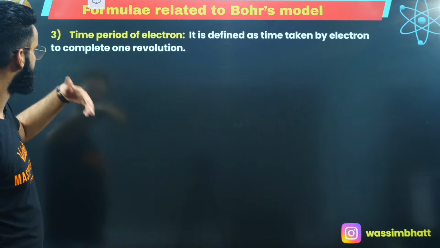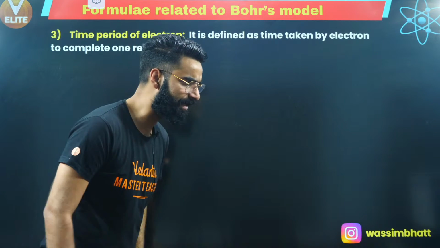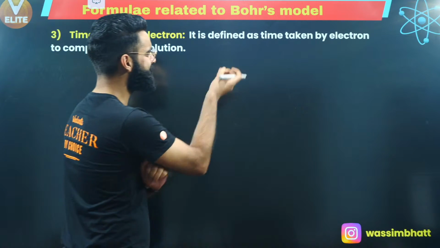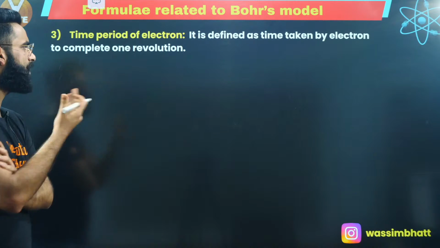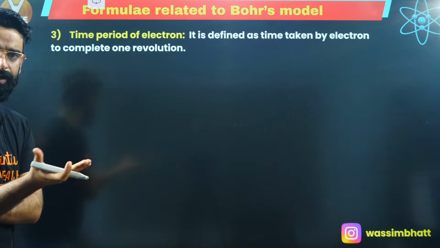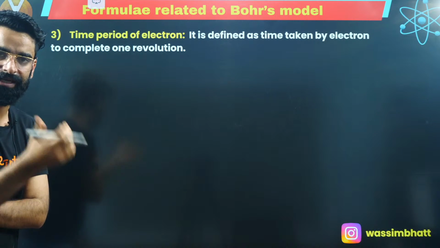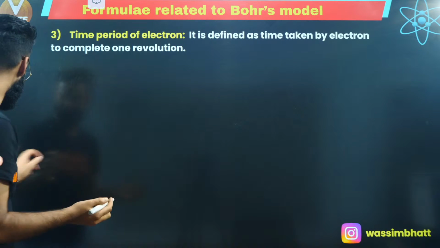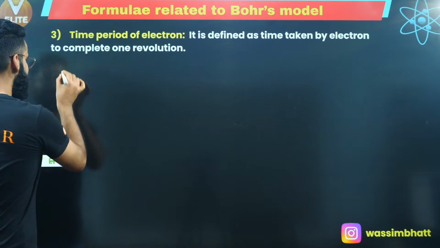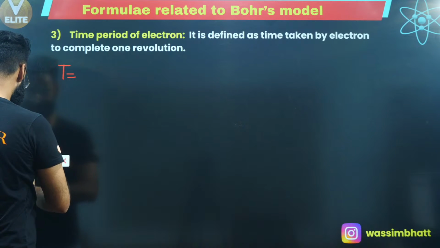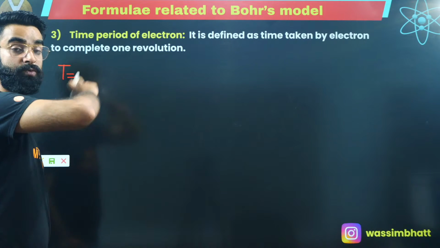Okay. Time period of an electron. How do we calculate the time period of an electron? What is the time period of an electron? Simple. It is defined as the time taken by the electron to complete one revolution. To complete one cycle, the time taken by the electron is what I call the time period. Time period of the electron is simply defined as the time taken by the electron to complete one revolution.